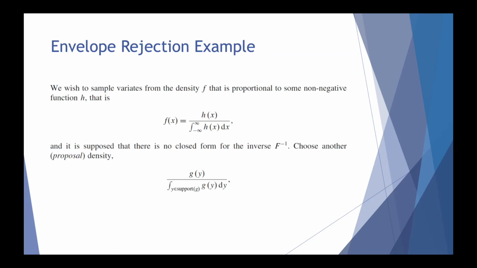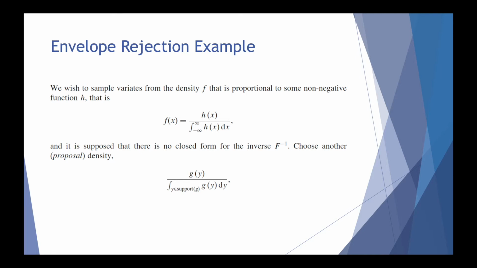Now we'll be discussing the envelope rejection example. As stated previously, there are different methods that can be used, and the method that is going to be used here is the acceptance rejection method. Again, the reason for using this is when the function is too complex to figure out, we have to use something else, and that would be the acceptance rejection.